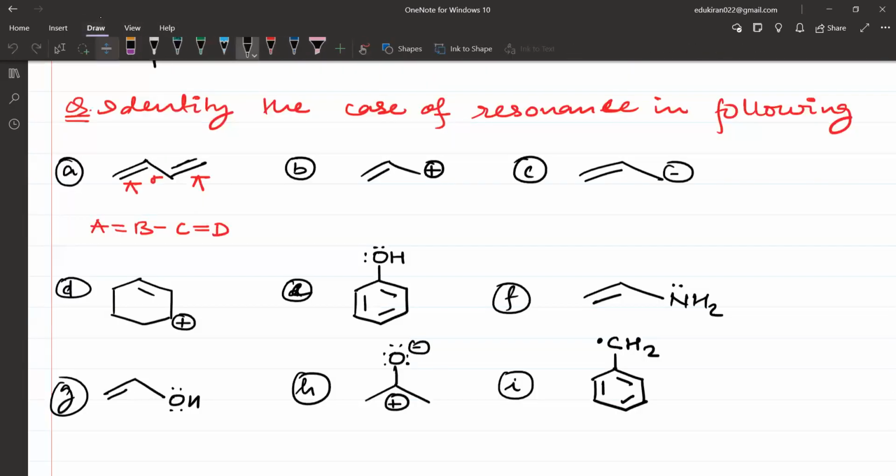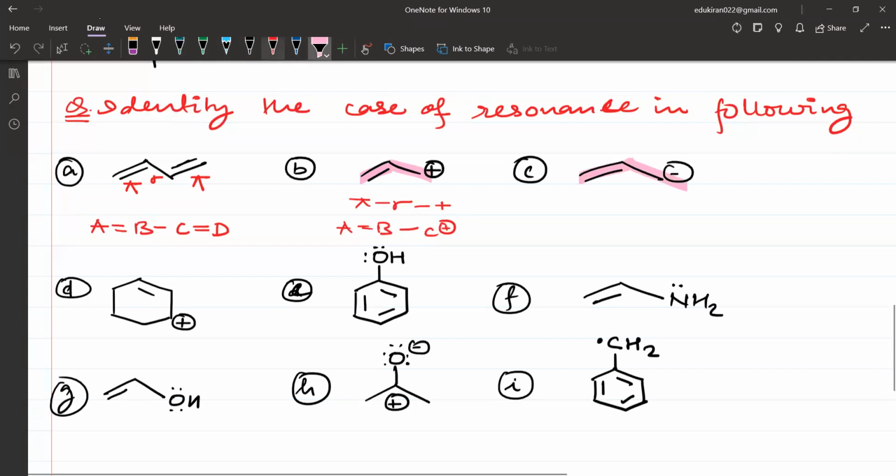Now please see here. In the B case, we have A double bond B, single bond C with a positive charge. So it is going to be pi sigma positive. A double bond B, single bond C with a positive charge. Then in the next case, we have A double bond B, single bond C with a negative charge. This is pi sigma negative charge or lone pair.